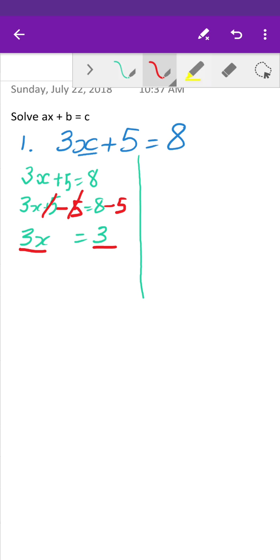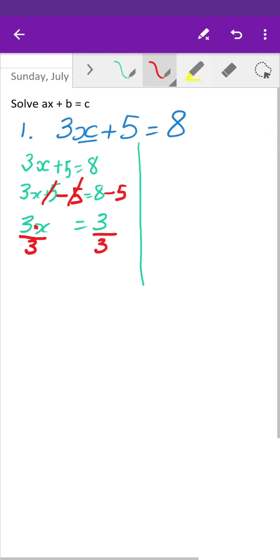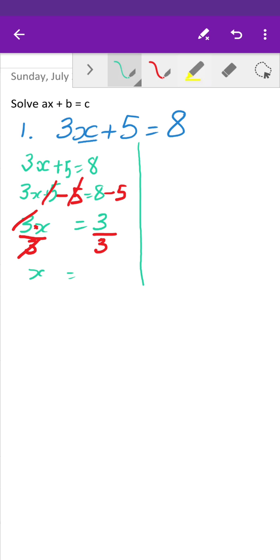The opposite of multiplying by 3 is to divide by 3. So we'll divide by 3 on both sides. That will cancel this 3 here. So we're left with x equals 3 divided by 3 equals 1. This is the cancellation method.